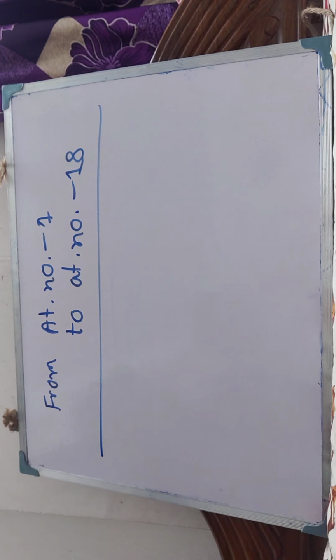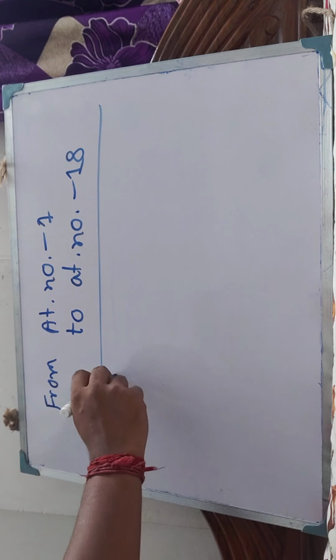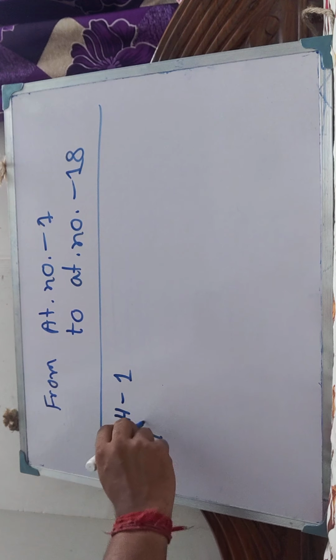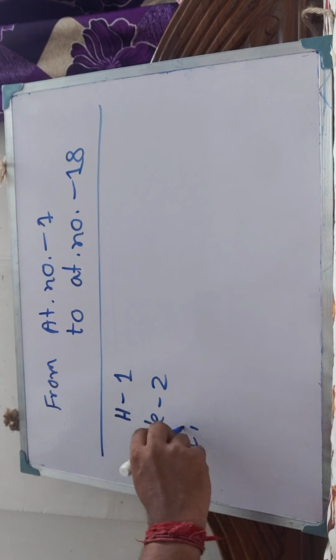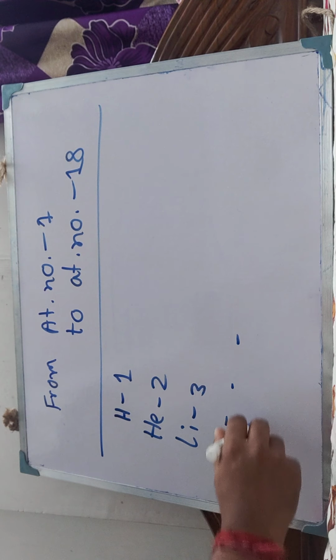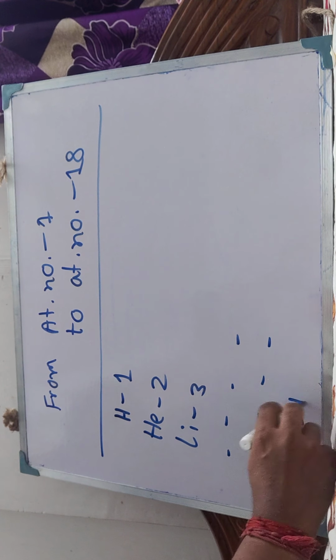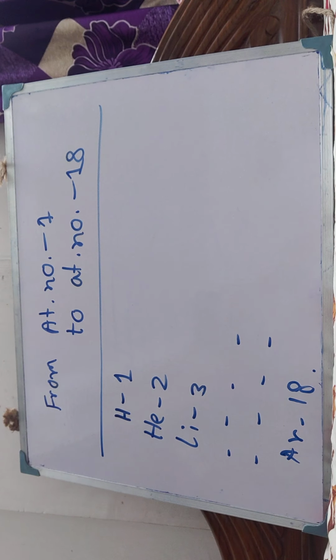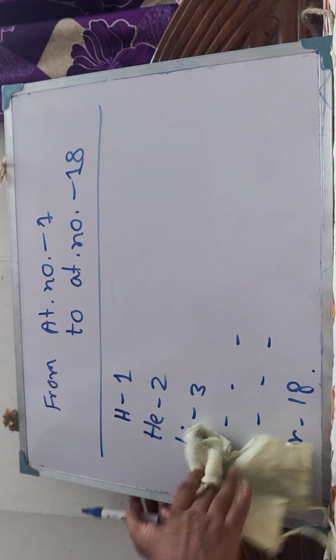You already know the atomic numbers of a few elements, or there is a chart in your book where you can learn them. Say hydrogen, atomic number 1. Helium, atomic number 2. Lithium, atomic number 3, and like that up to 18. Argon, atomic number 18, is there in our syllabus. So how are electronic configurations learned? How are we going to do that? To understand that, let me tell you something.